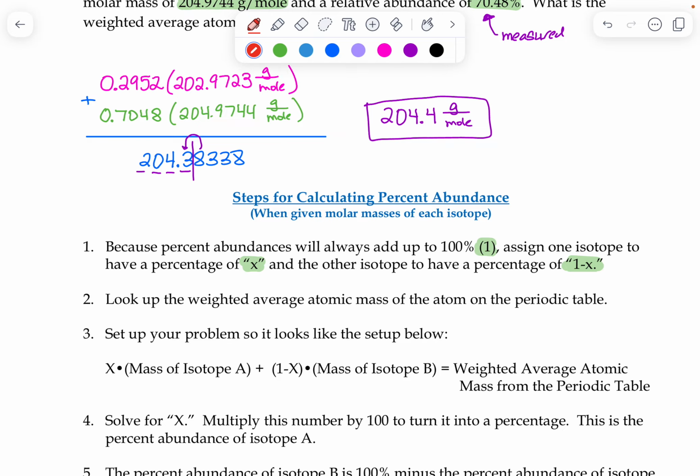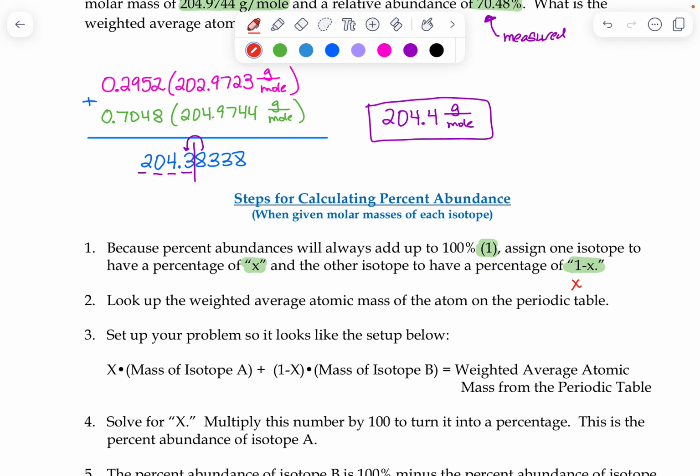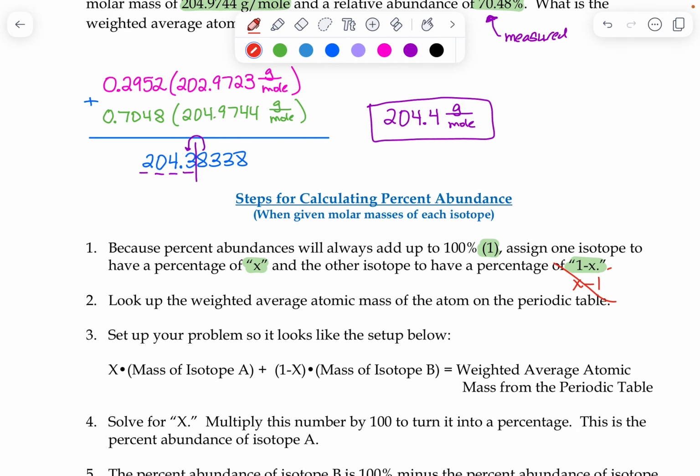Now be careful. I've seen some people in the pressure of a test accidentally do X minus 1. But no, don't do X minus 1. If you have a little bit of a freak out moment on the test, just put in a basic number like the 25%. Would it make sense for you to do 0.25 minus 1 and your other percentage is negative 0.75? It just doesn't make any sense, right? So 1 minus X, not X minus 1.